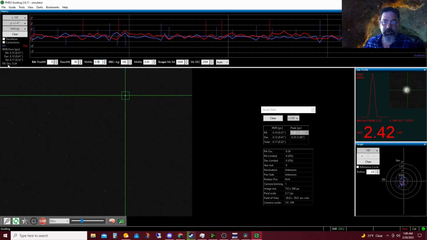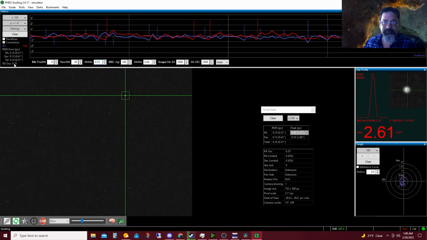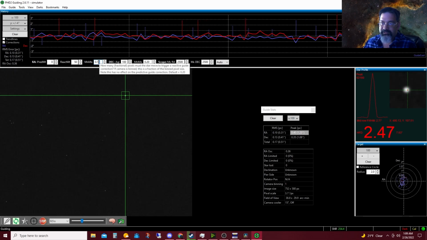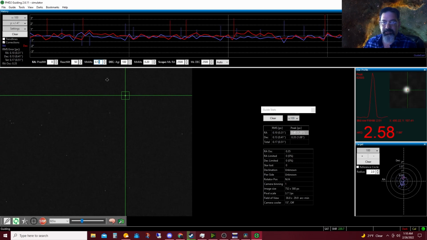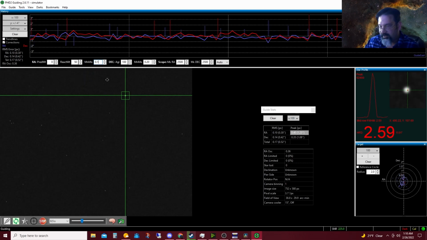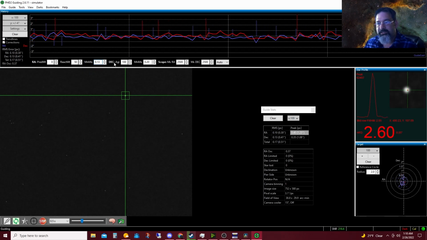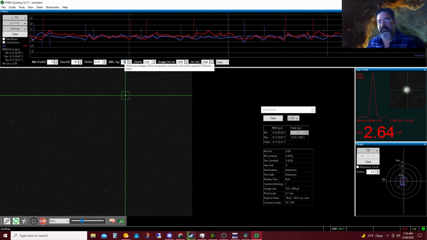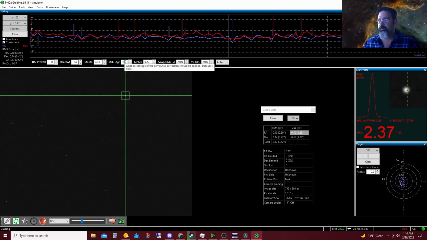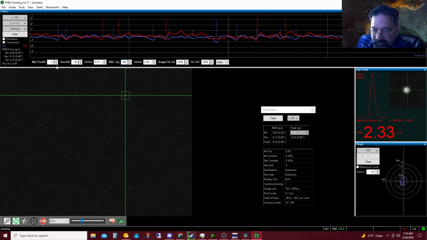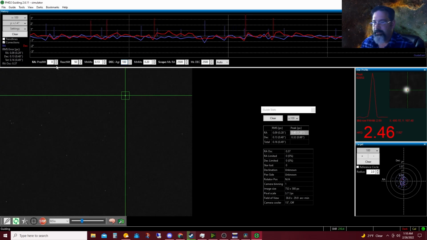Notice our RA OSC has come down. Well, that means if that's coming down to there, I'm going to go ahead and tighten back up. Let's try this again and get it back down tight. So I'm just walking through in my head what I do when I look at a guide graph and try to get it down pretty low.